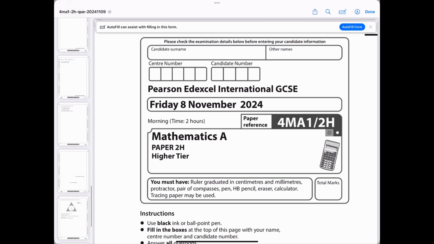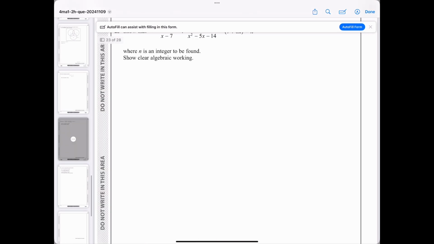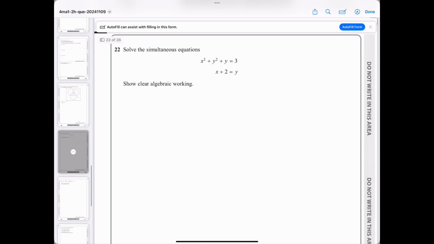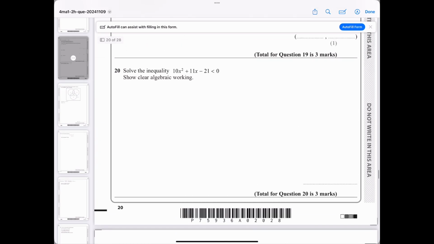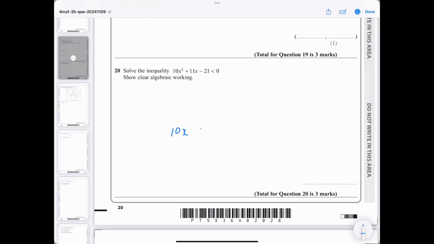I'm just almost finishing this. It's all gone away. What do I do with it? Yeah, so this means we've actually got to the stage where we know 10x equals minus 21, so x equals minus 21 over 10. Okay, and then the other one was x minus 1, so x equals 1.